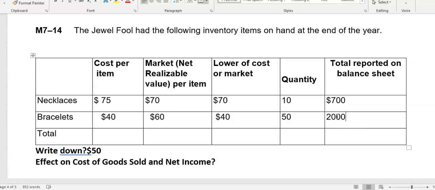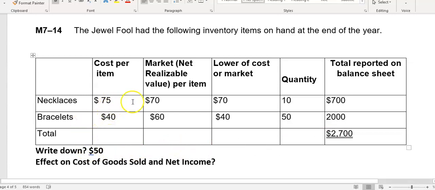Let's add up the total that should appear on the balance sheet. 700 plus 2,000, a total of $2,700 will go on to our balance sheet. So the inventory will suffer a write-down of $5, a drop from 75 to 70 for the necklaces, times 10 necklaces. Now, what is the effect on our cost of goods sold and net income?